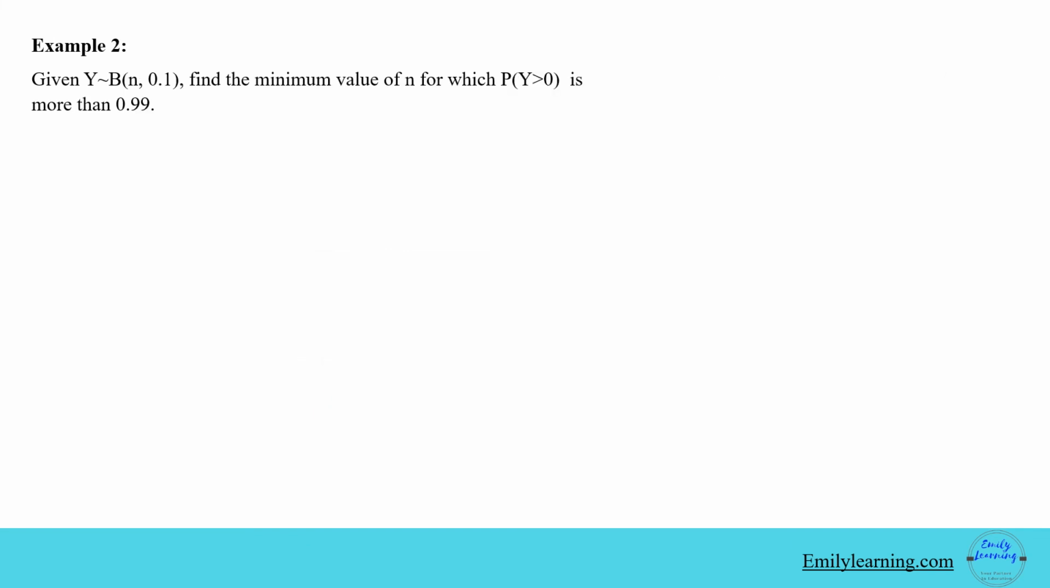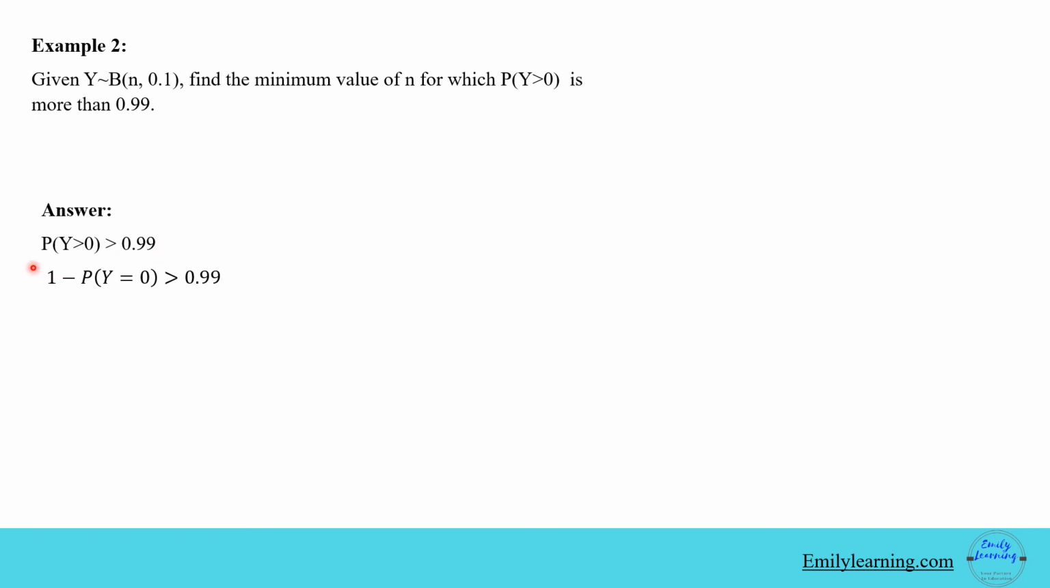Let's look at example 2, where n is the unknown. So we are given that Y takes binomial distribution n, 0.1. So we are asked to find the minimum value or the least value of n for which P of Y greater than 0 is more than 0.99. In other words, we are interested in P of Y greater than 0 being greater than 0.99.